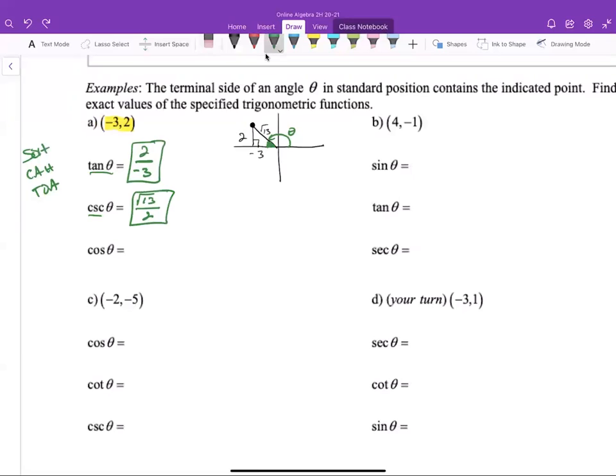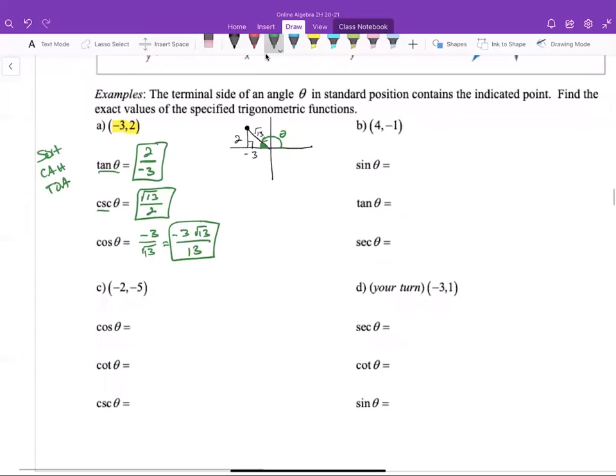All right, cosine of theta is adjacent over hypotenuse. Looking at my reference angle, adjacent is -3 and hypotenuse is the square root of 13. And if we were to get the radical out, that'll give us -3 times the square root of 13 over 13.